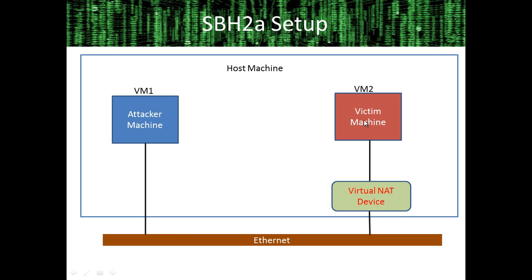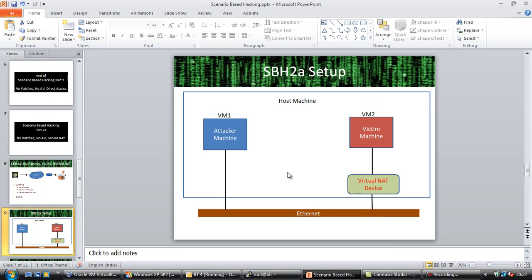Now, the victim machine, which is Windows XP, is going through a virtual NAT device provided by VirtualBox and then is connected to the Ethernet. So, this NAT device provides an internal address to the VM, and it does network address translation for all the requests coming and going to the VM, right, to the victim machine. Now let's briefly look at how this setup looks.